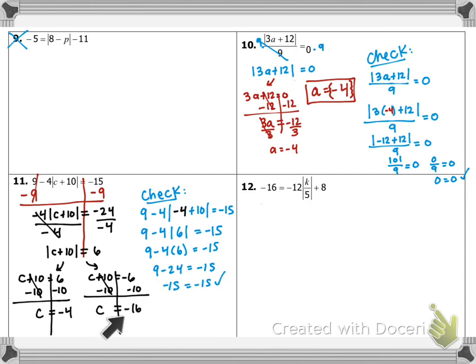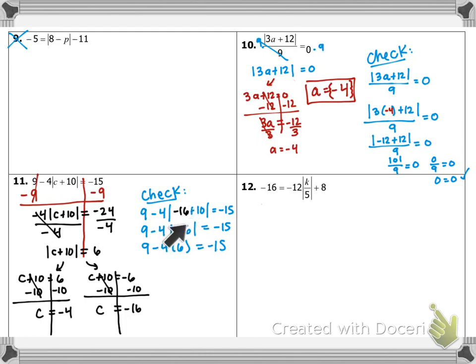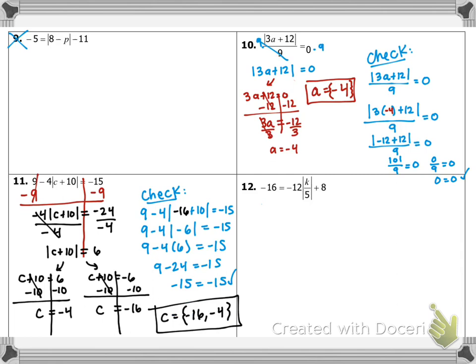Now I'm going to try negative 16 and plug it in here for c. And then we do the same thing. So negative 16 plus 10 is negative 6. The absolute value of negative 6 is 6 because it always comes out positive. Now we're going to multiply those two and we get negative 24, and that also equals negative 15. So our answers are negative 16 and negative 4. And notice I've been putting the smallest answer first. That is the proper way to write it. You need to write the smallest number. Negative 16 is smaller than negative 4, so write it like that.